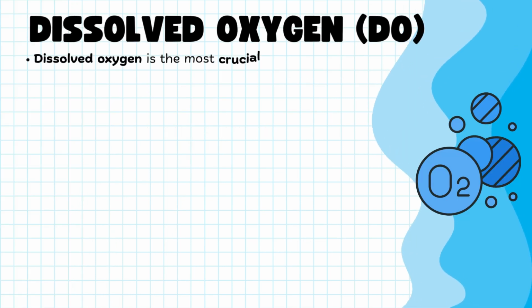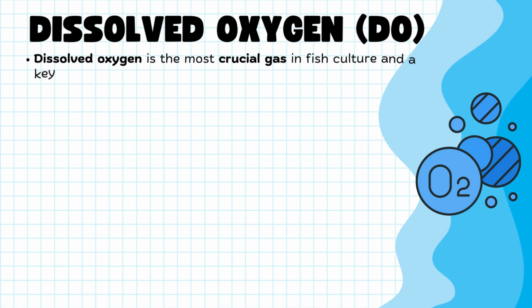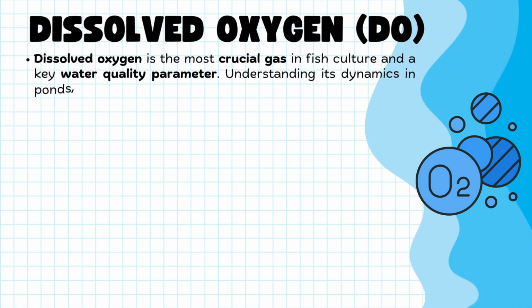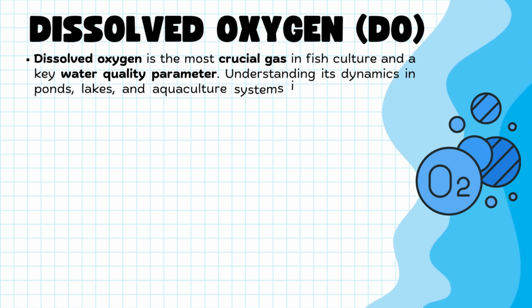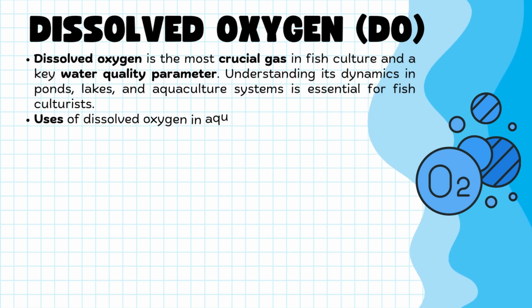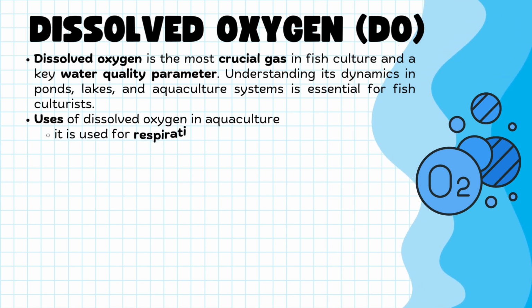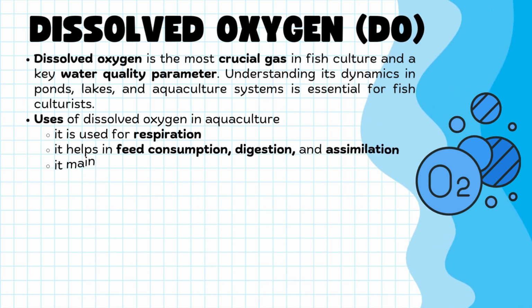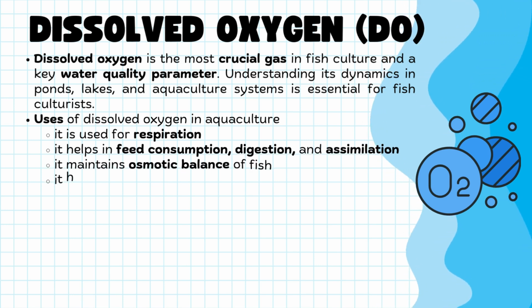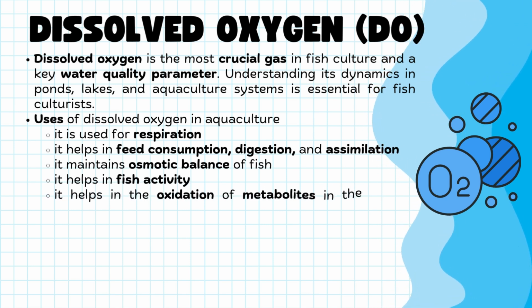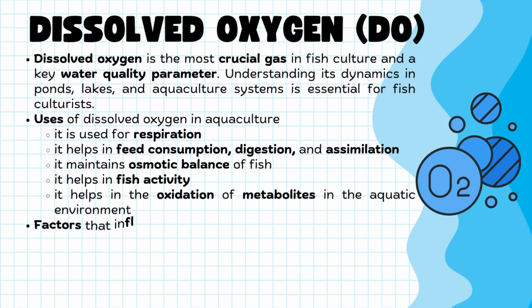So another parameter we're going to talk about is the DO or dissolved oxygen. It is the most critical gas in fish culture, directly affecting fish health and water quality. So understanding DO dynamics is essential for effective aquaculture management. So what are the uses of dissolved oxygen in aquaculture? First, it is used for respiration. So it is essential for fish survival.